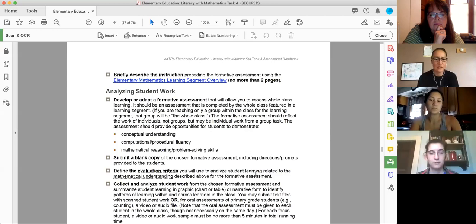solving skills. And when you submit this formative assessment, remember you want to submit a blank copy. Okay, so you will have your students' work, but you also need that blank copy to upload at the end of your work here. So you're going to upload a blank copy, and you're going to define the evaluation criteria. So for your lesson plan of the assessment that you're using, you will describe those learning objectives.